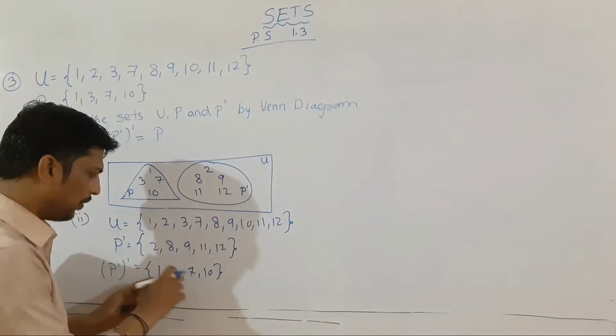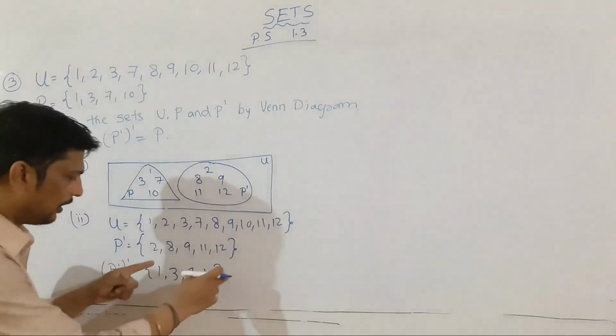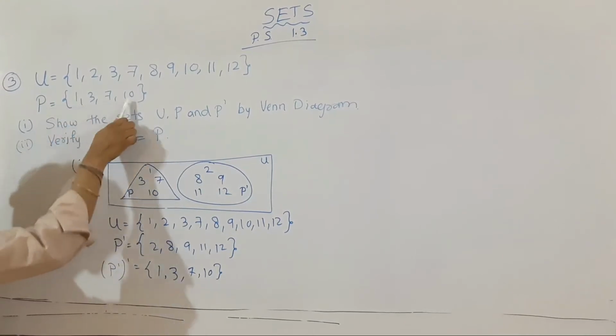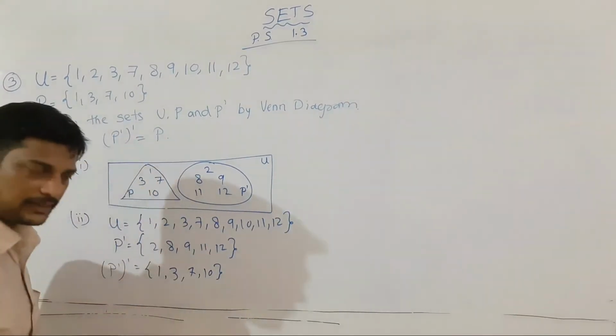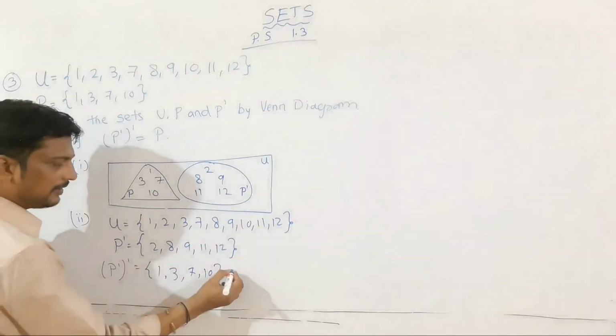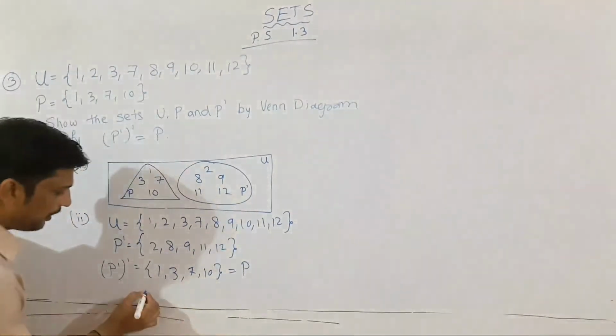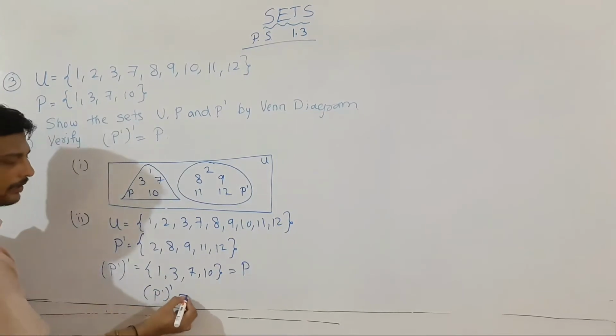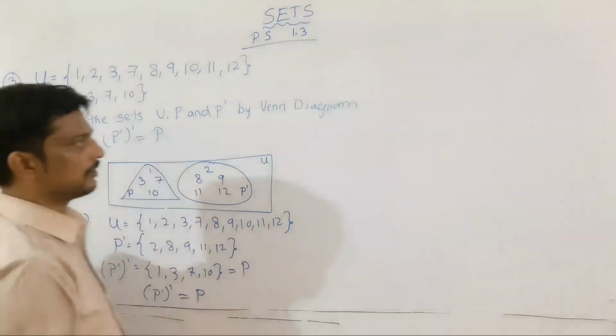Now I am going to check whether this is in set P or not. So let us check over here. P has 1, 3, 7, 10. Yes, it is in P. So I have verified that the complement of P is always equal to P.